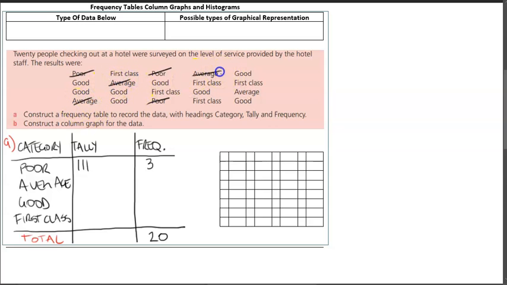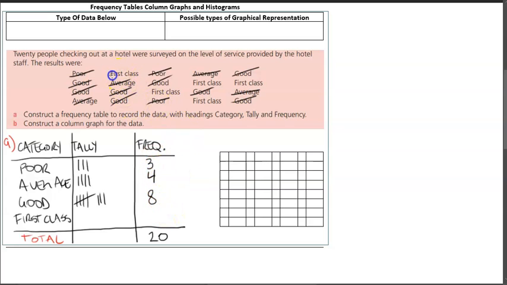The next one we have is average. 1, 2, 3, 4. Yep, 4 here. So 4. For good, I believe there are 8. 1, 2, 3, 4, 5, 6, 7, 8. So a tally would be 1, 2, 3, 4, 5, 6, 7, 8. And then the last amount has to be 5, because when you add 8, 4, and 3, you get 15.